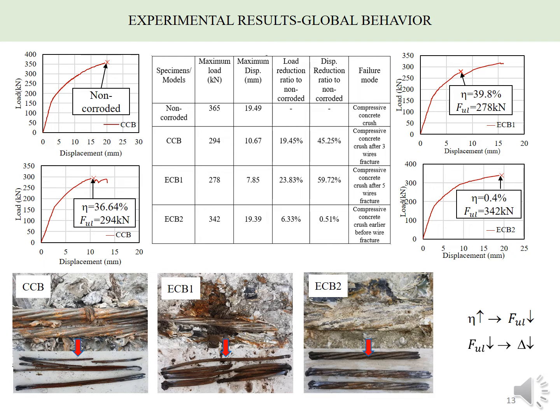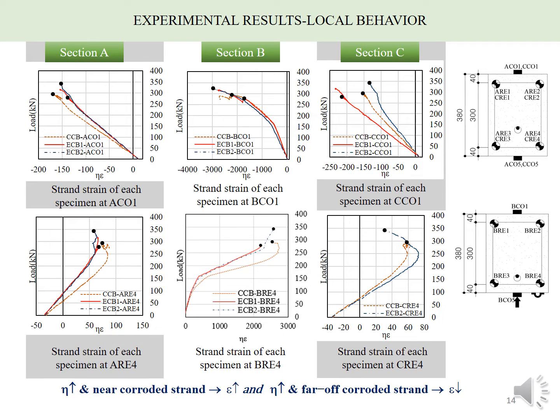And it shows that when the section loss of the corroded strand is increased, the maximum load is decreased, and when the maximum load is decreased, the flexural maximum displacement also decreases as well. And also we see that the most corroded wire influences the global behavior of the PSC beam with corroded strands. All three specimens are compared in each section, and the local behavior was observed.